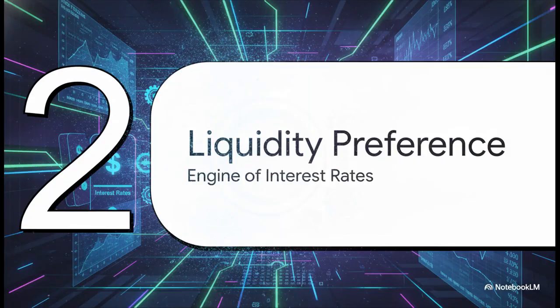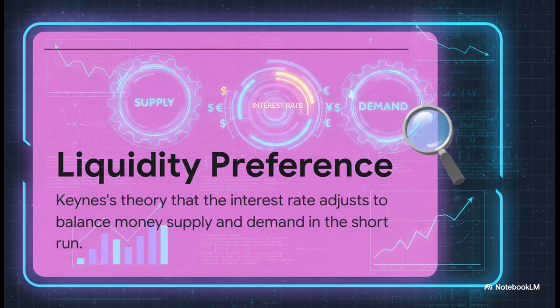Moving to Section 2, liquidity preference theory, the engine of interest rates. It turns out, if we really want to understand our dashboard, we have to talk about John Maynard Keynes and his liquidity preference theory. Basically, his theory states that the interest rate adjusts to balance the supply of and demand for money in the short run. Think about it like this.